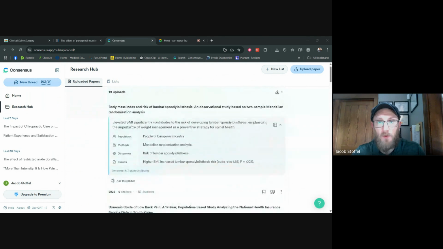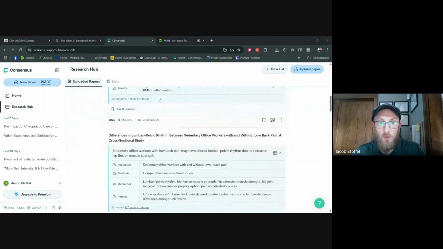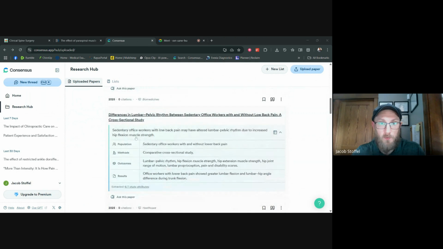But we've got 4 studies on the docket that we've got little snippets that I'm just going to talk through. So this first one, the title was Differences in Lumbar Pelvic Rhythm Between Sedentary Office Workers with and Without Low Back Pain. So both groups were sedentary, and it tried to assess, were there differences in how the body essentially went through a movement process to do certain tasks, and did that correlate with low back pain?